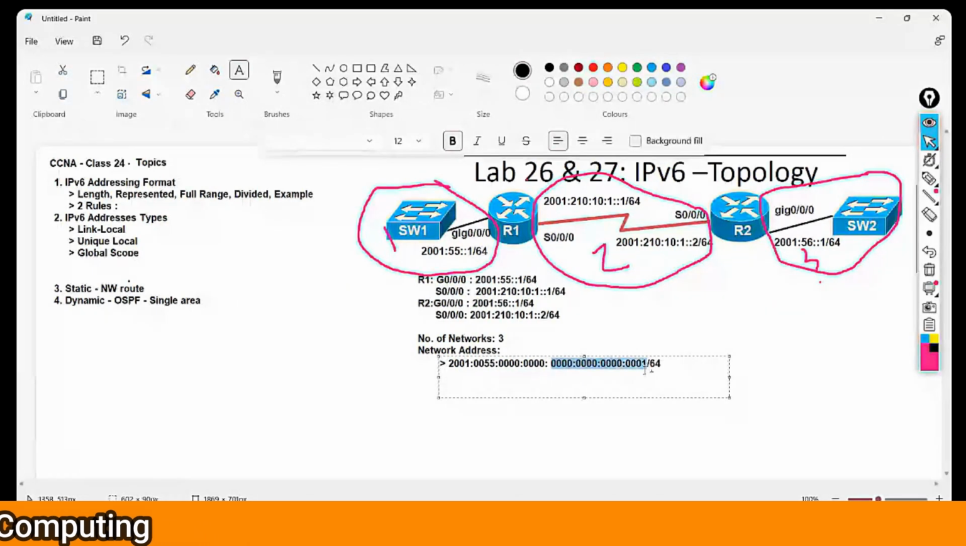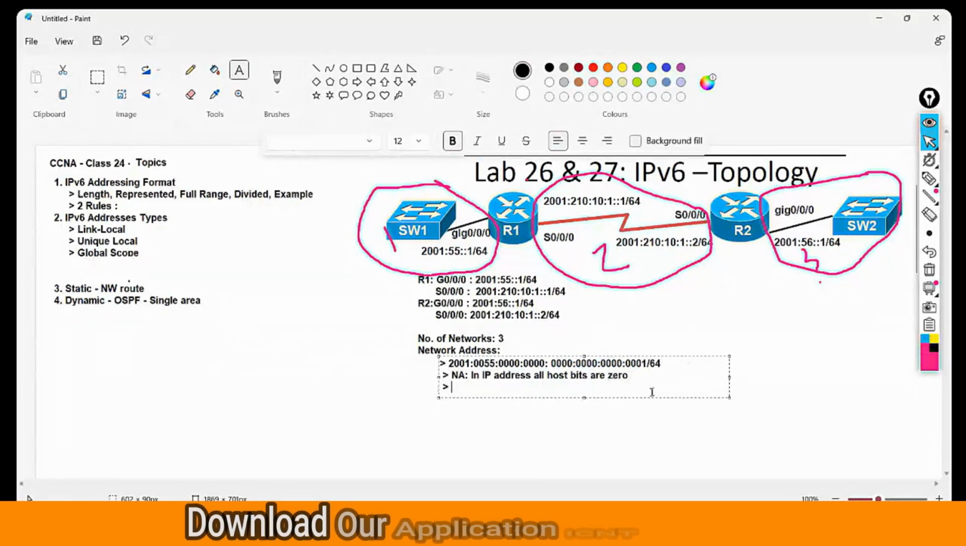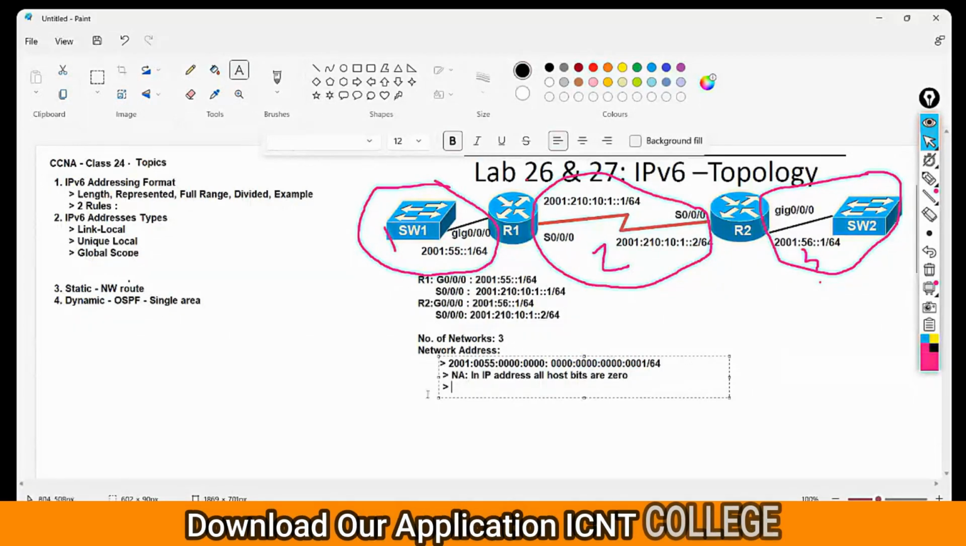So what is the formula to find the network address? The formula is, in the IP address, all host bits are 0. Now I'll apply this formula. If I put all host bits as 0, it looks like 0 here also. To simplify this, how do I write it down? 2001 colon 55 double colon /64. IPv6 network address. Understand?